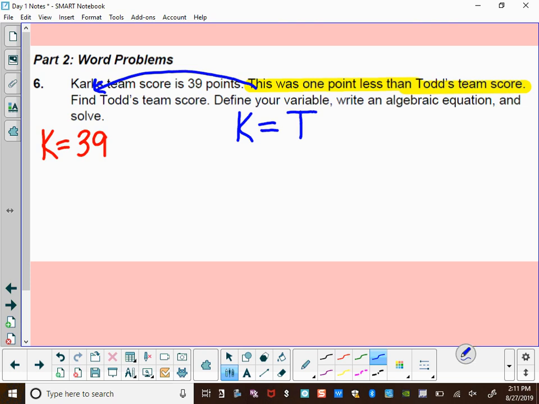So let's call Todd T. How do I show 1 point less? Subtract how many? 1. Good. That's my equation. It's 1 point less. So they want us to find Todd's team score, define your variable, do all the good stuff. All right, so for K, I'm going to write what? 39.